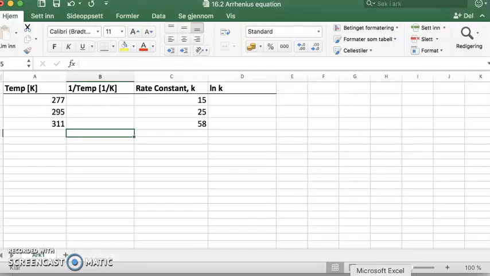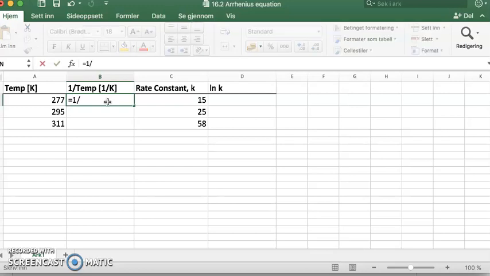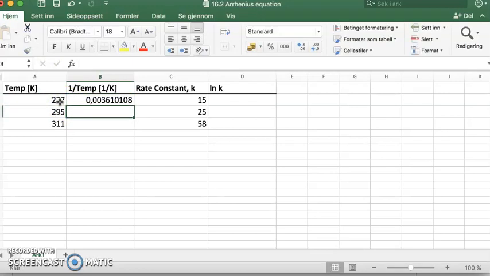So we go into Excel. We have some known temperatures and some known rate constants. And remember that the rate constant changes if the temperature changes, as we can see they do. It's the same reaction, just run with different temperatures. So the first thing we do is that we calculate 1 over temperature. We do that for all of the values.